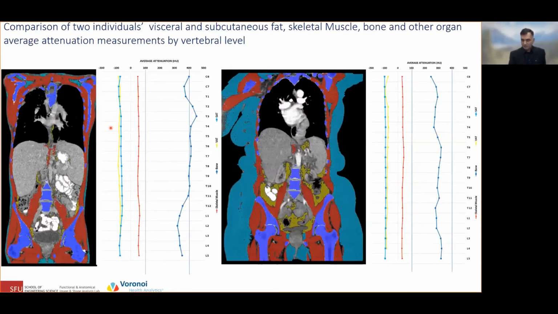And then we can also compare their tissue attenuations as a function of tissue, as a metric of tissue function. And so over here, this individual has a bone HU of around 400. And this individual has an average bone HU of 300.